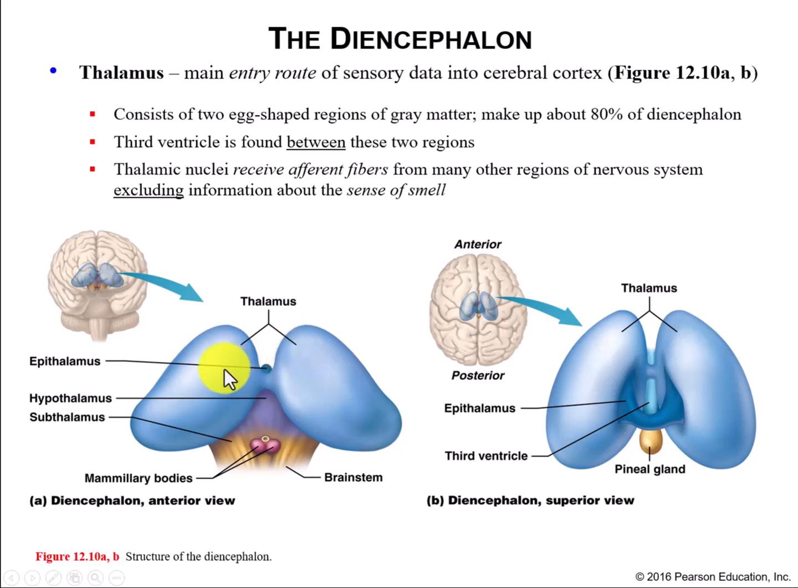All of our special senses actually run through the thalamus except for the sense of smell. That's because the smell sensory bulbs are above the brainstem, and so they do not travel through the thalamus, but all of our other special senses do relay through the thalamus.